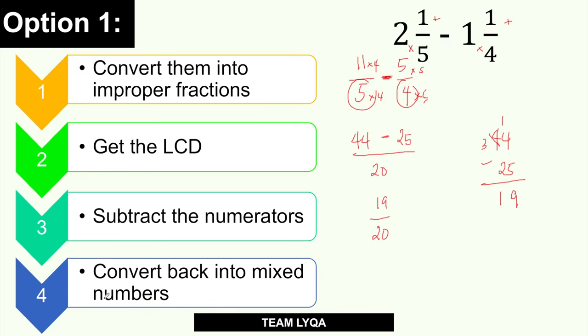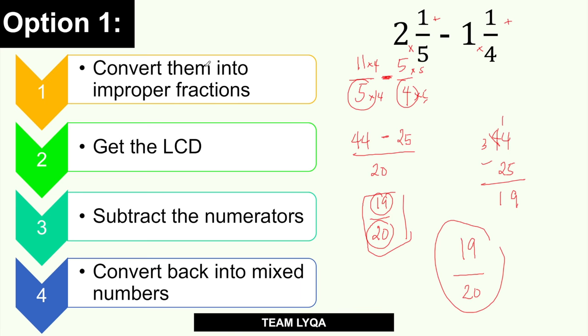And then, if possible, you can convert them back into mixed numbers. But in this case, since yung 19 ay mas maliit na kesa sa 20, yan ay yung final answer mo. Wala ka nang kailangan gawin, 19 over 20 na ang tamang sagot. Okay, so ito yung proseso, again, if you use the traditional method, convert mo siya into improper fractions.